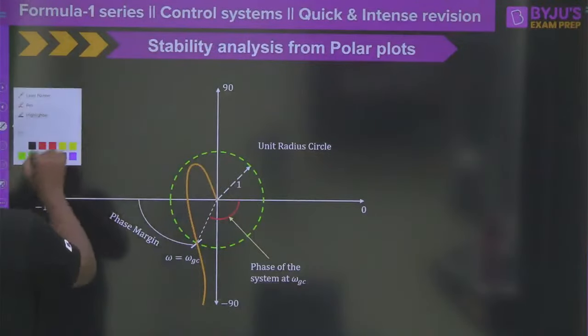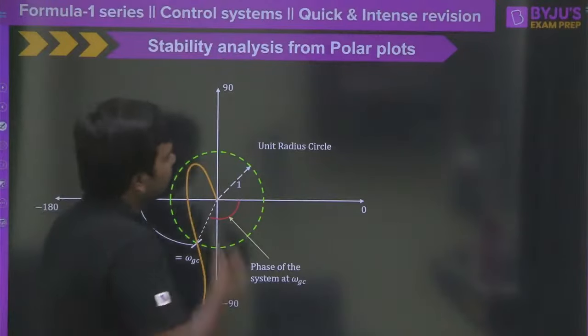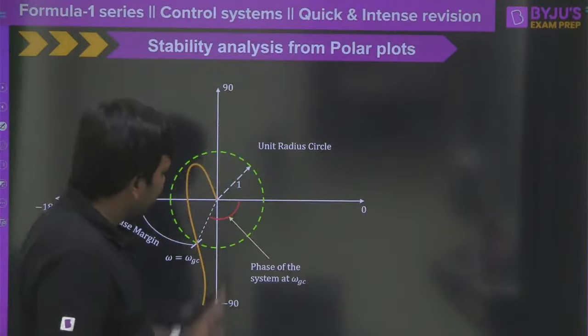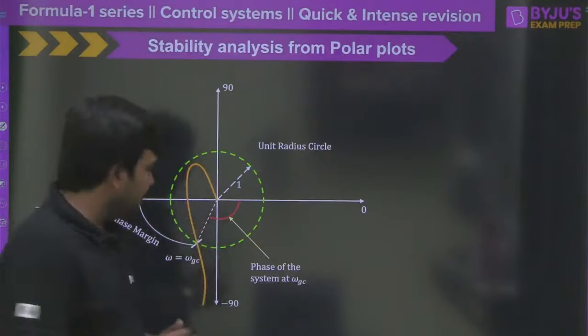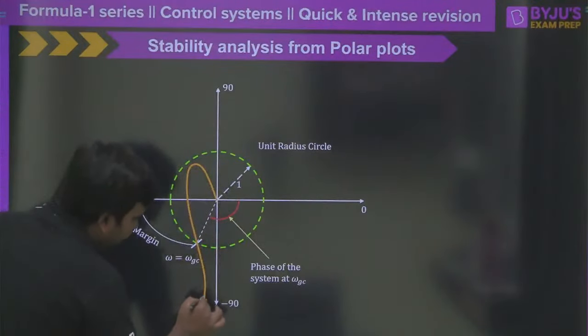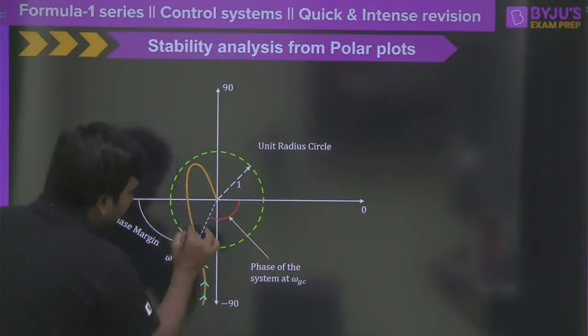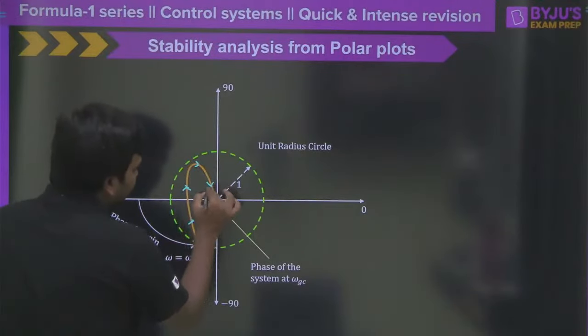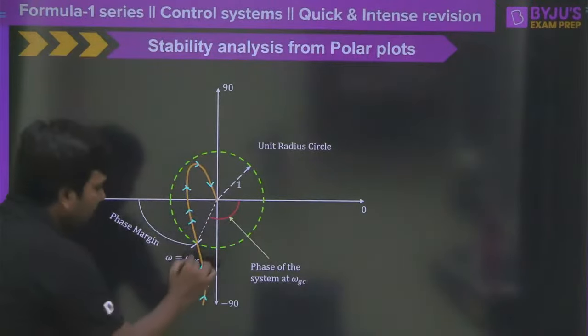This is a polar plot. Let me talk about the polar plot quickly here. As I said, the stability analysis from the polar plot is straight away very easy. Here we will draw the polar plot first. Let us take this as a polar plot. This is a polar plot. Clear?